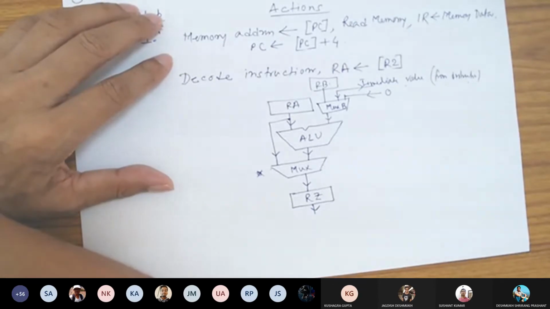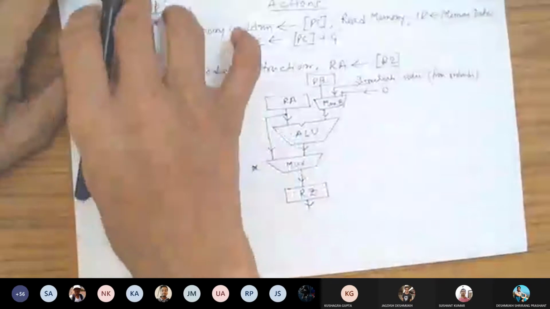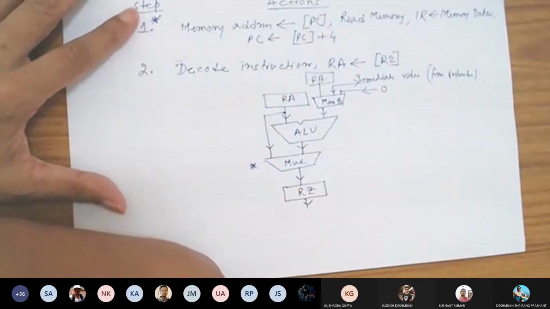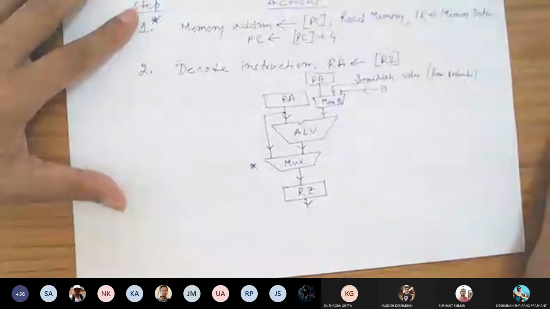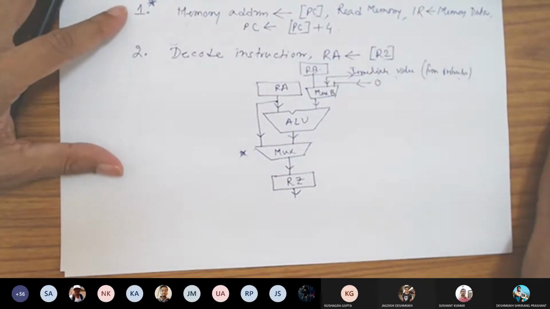Is that clear now? So we are improvising the design now, depending on the requirement. Is that clear to all of you?